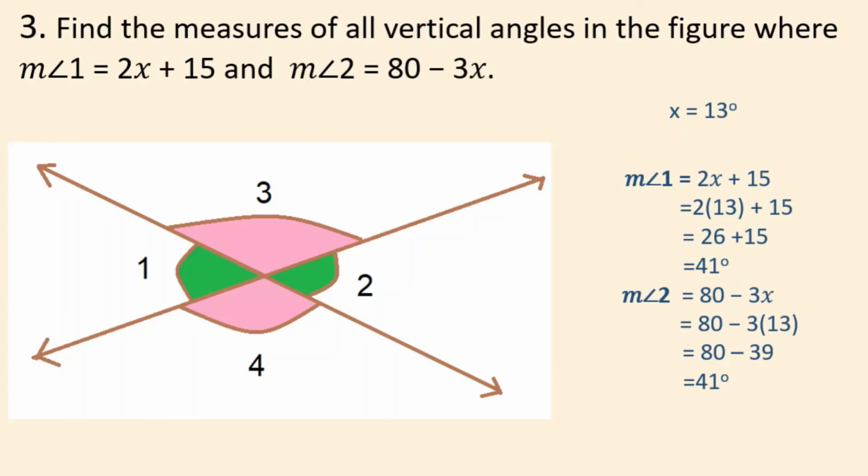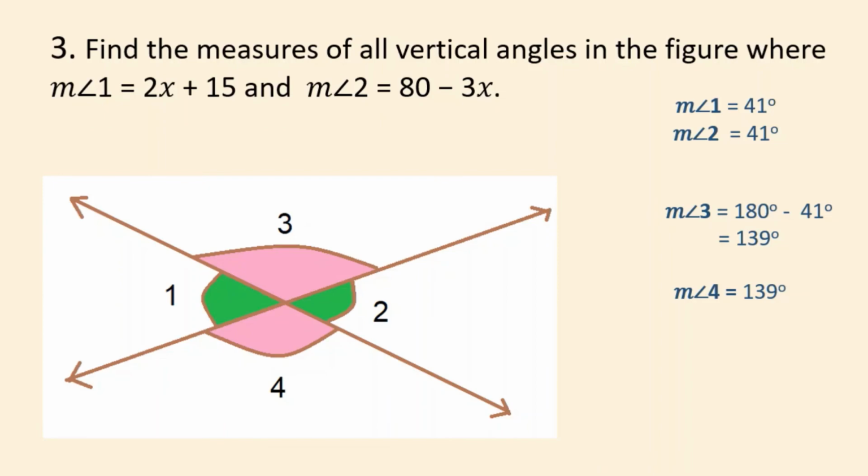And to find the measures of angle 1 and 2, we need to substitute the value of x, which is 13 degrees. So the measure of angle 1 is equal to 2x plus 15. Substitute the value of x, so it will become 2 multiplied by 13 plus 15. So 2 times 13 is 26, plus 15, and this is equal to 41 degrees. And the measure of angle 2 is equal to 80 minus 3x. Substitute the value of x, which is 13. So 80 minus 3 multiplied by 13, so we have 80 minus 39, and that is equal to 41 degrees. So both angles 1 and 2 are 41 degrees.